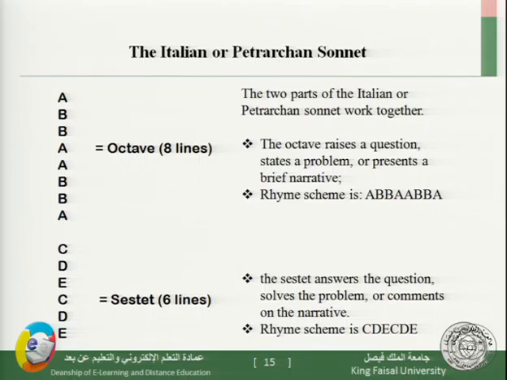The Italian Petrarchan sonnet, therefore, is divided into 2 sections. It has an octave, which means 8 lines. The octave raises the question, states a problem, or presents a brief narrative. And it has a rhyme scheme that can vary. For example, the most common is A, B, B, A, A, B, B, A, and then it would have a sestet. The second part would have 6 lines. And the sestet answers the question, solves the problem, or comments on the narrative. The rhyme scheme would be, for example, CDE, CDE.